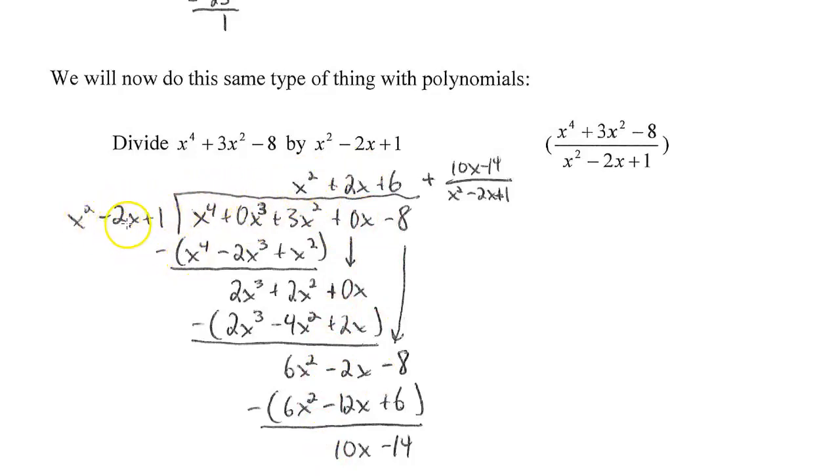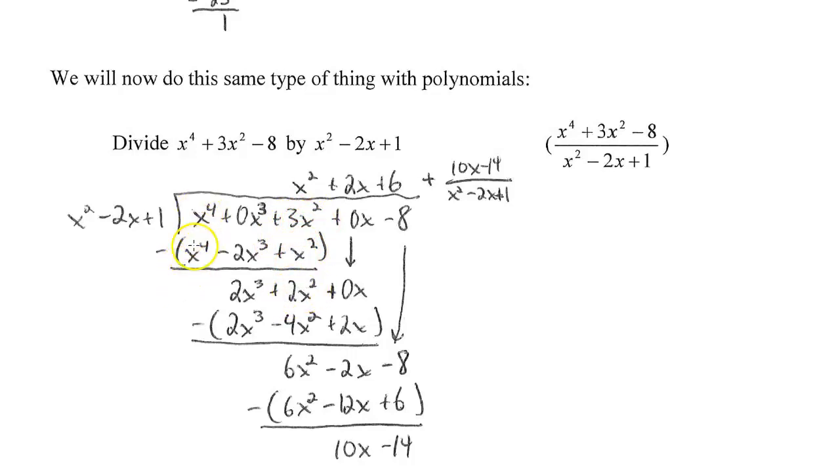X squared times minus 2x is minus 2x cubed. And x squared times 1 is x squared. Now what we do is subtract. So I would make sure you put this whole thing in parentheses though, because you're subtracting. You're not adding. So you don't do 3x squared plus x, it's 3x squared minus x squared, that's 2x squared. So start at the beginning.